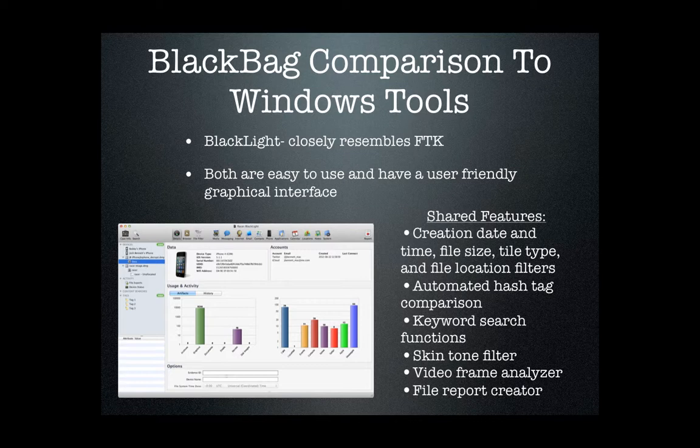Some of the features that are shared by both Blacklight and FTK are filters for creation time and date, file size, file type, and file location, such as in email or chat programs. Both contain an automatic hash comparison tool. Both of them are also capable of keyword searches. Skin tone filters and video frame analyzers help both in detecting explicit images, and a file report creator can help forensic experts to create reports more easily.